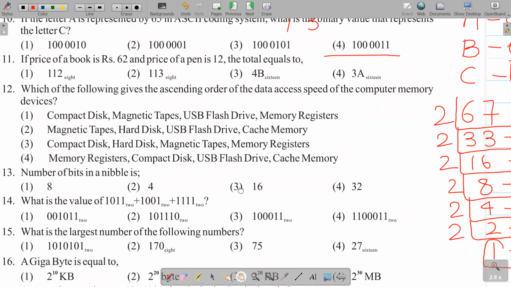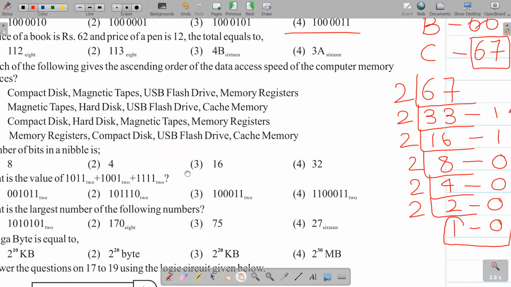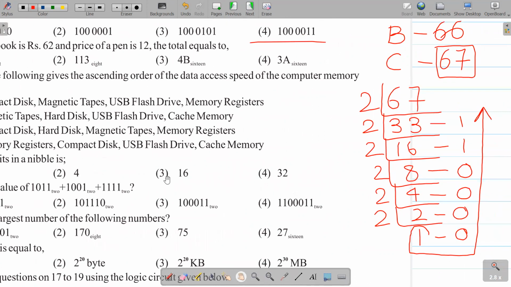Dilendra, is that clear? Yes, sir. Thank you, sir. Okay.